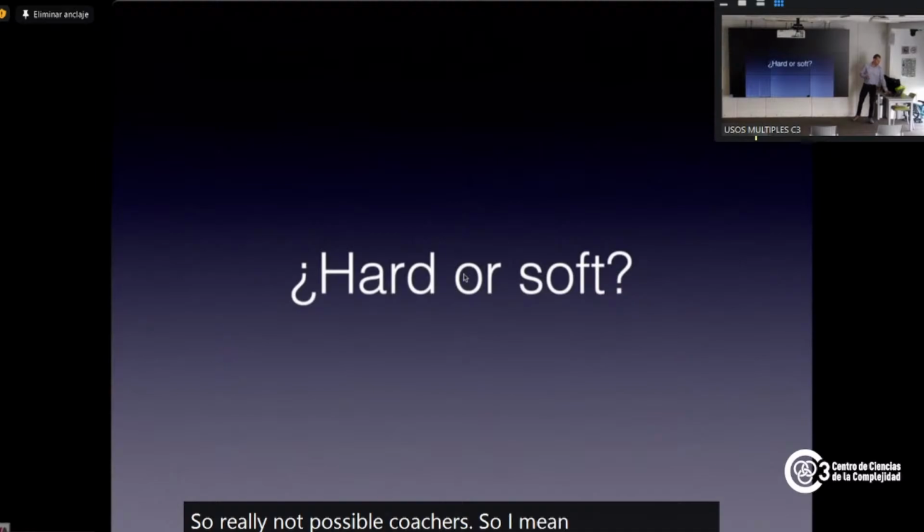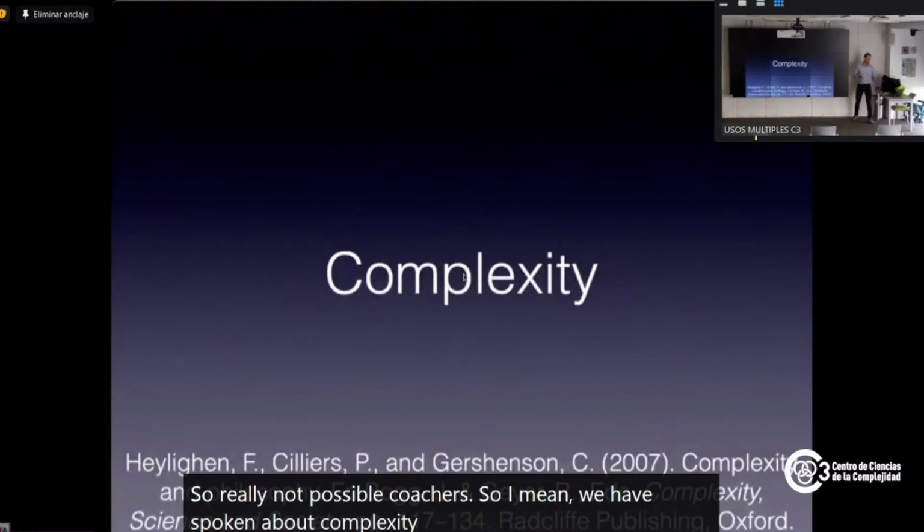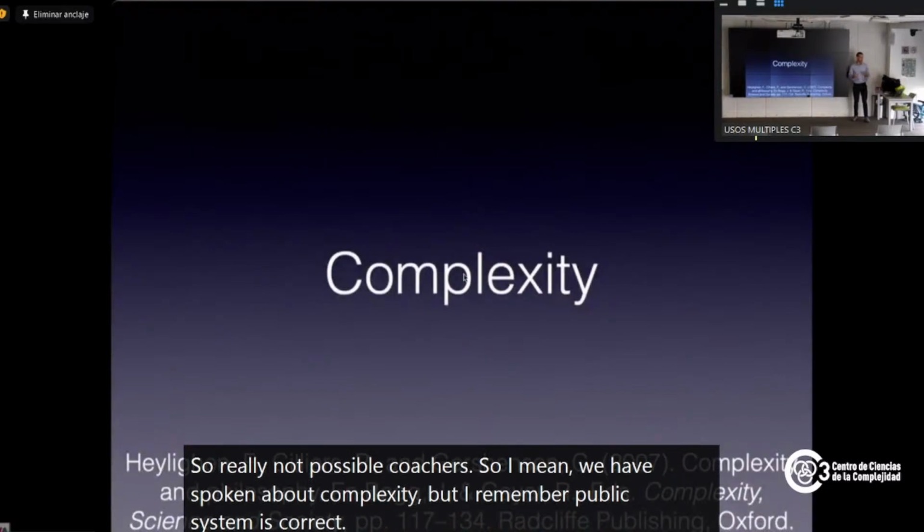We have spoken a lot about complexity. Just as a reminder, a complex system is characterized by interactions. So the more interactions you have, the more complexity you have.